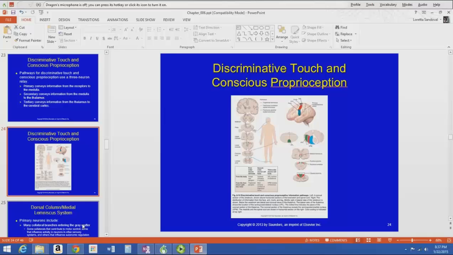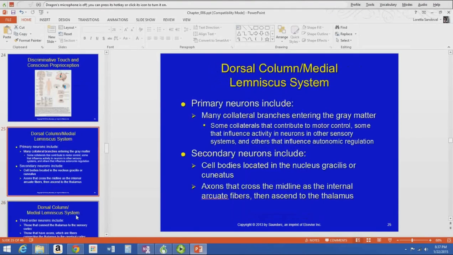So the first order neuron goes from the periphery to the medulla. In the figure it talks specifically about where the cell body is of the second order neuron. You're not going to have to be responsible for that information, it's just kind of interesting. The second order neuron goes from the medulla to the thalamus, and the third order neuron goes from the thalamus to the cerebral cortex. So the dorsal column medial lemniscus system is what carries that discriminative touch information.